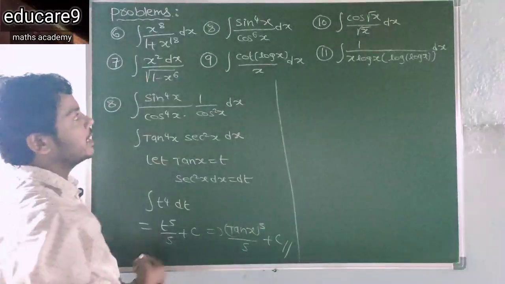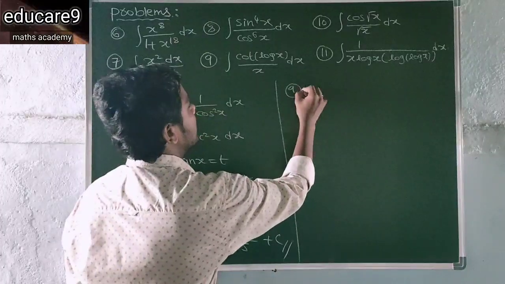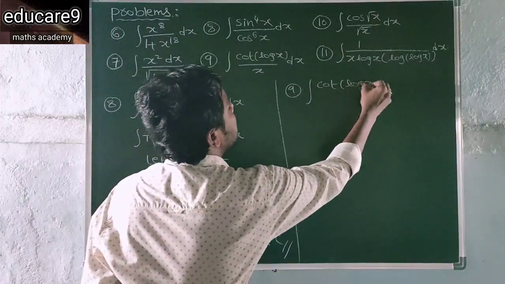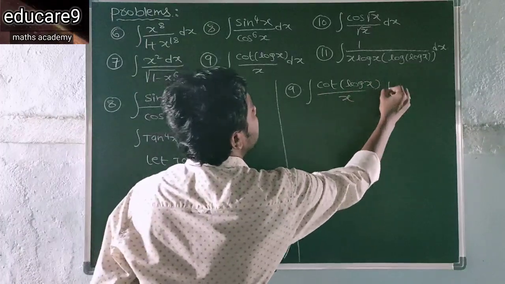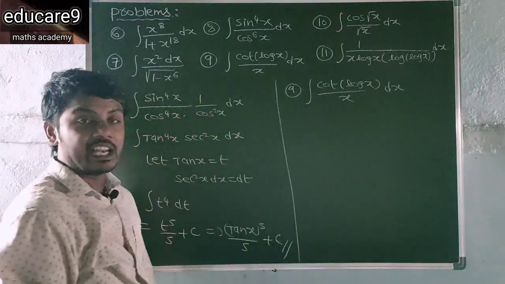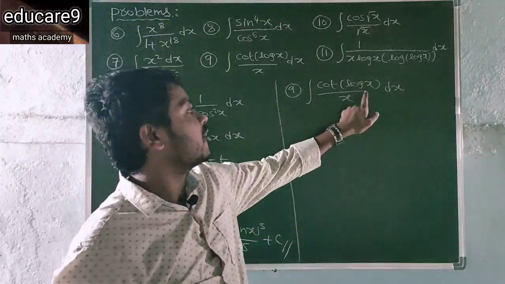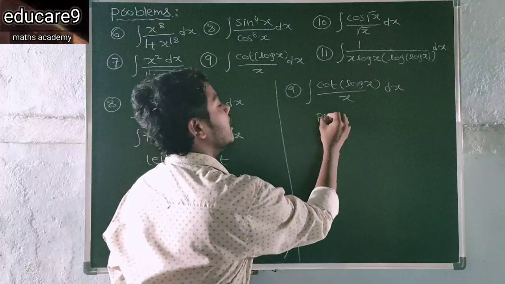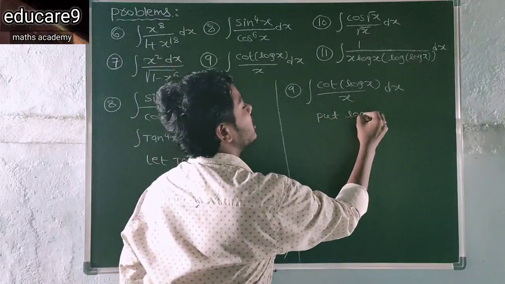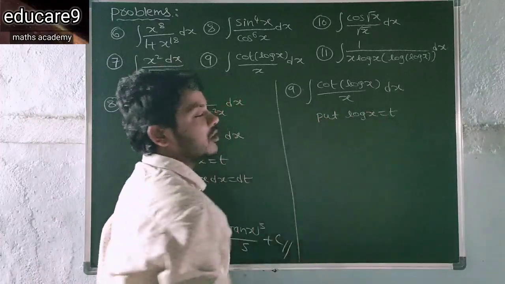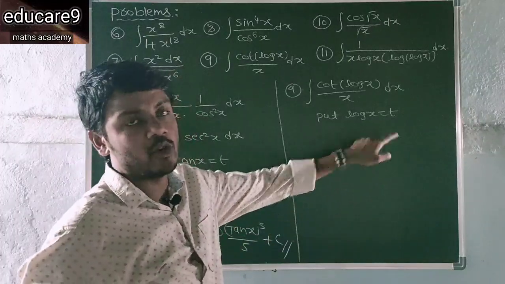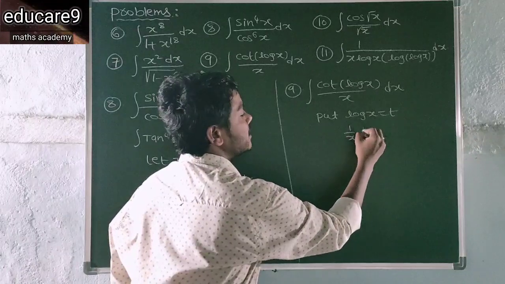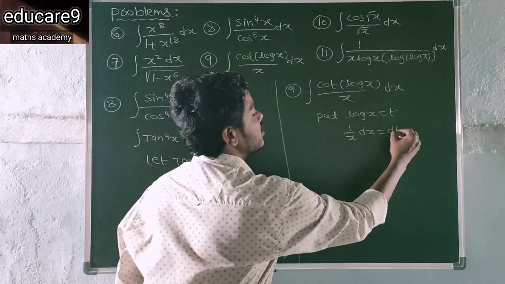So see the next one. Question number 9. Integration of cot of log x by x dx. So clearly this is the combination of log x and 1 by x. So for that, put log x is equal to t. Now differentiate with respect to x on both sides. So what you get? Derivative of log x, 1 by x dx is equal to dt.